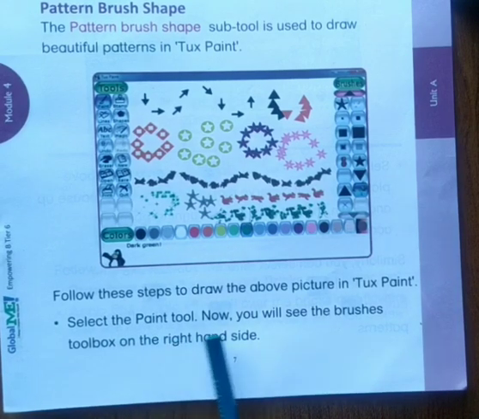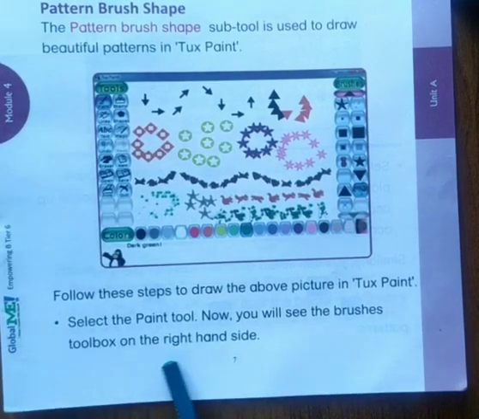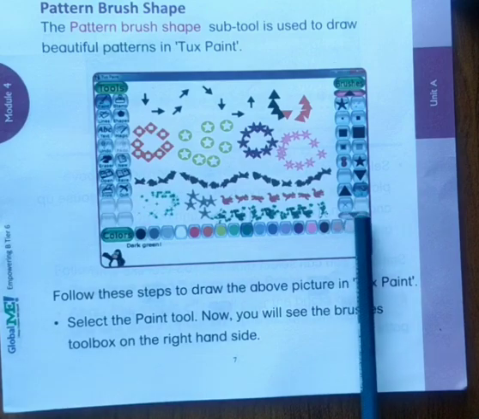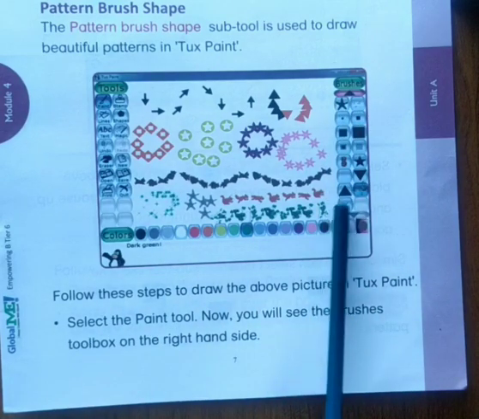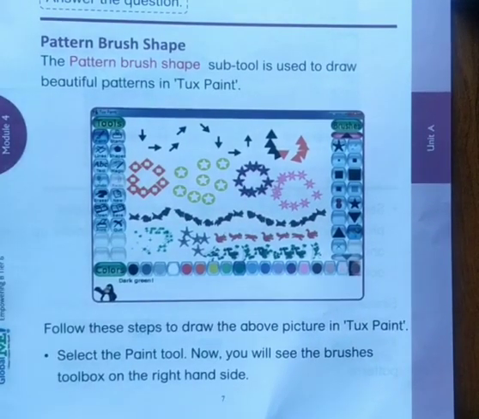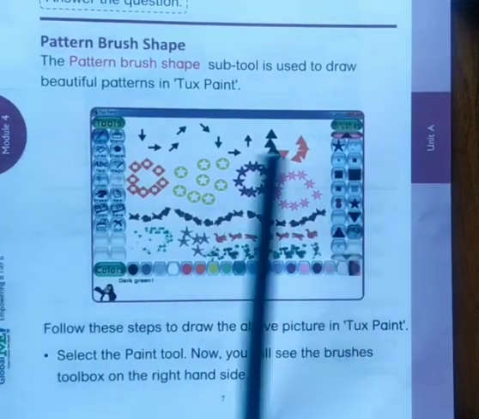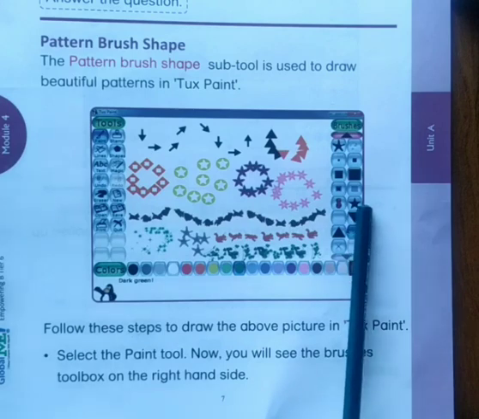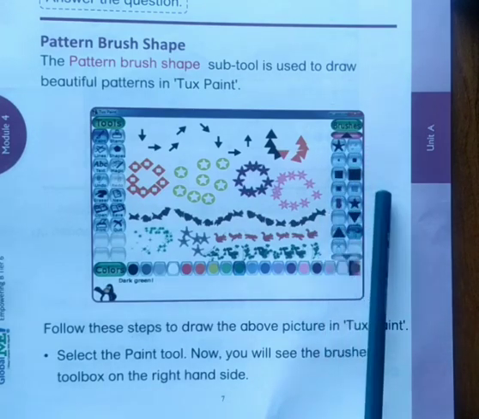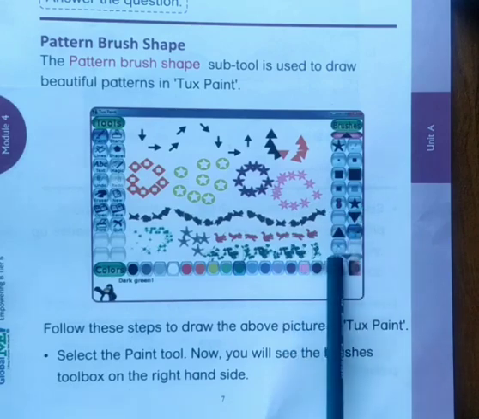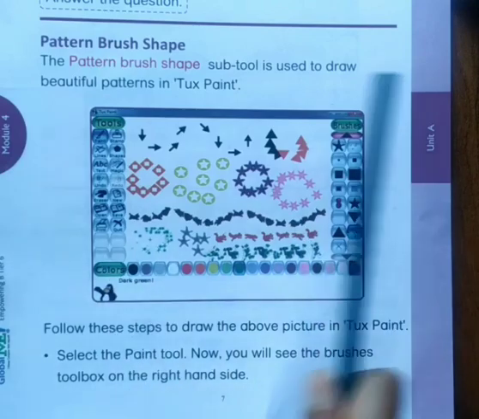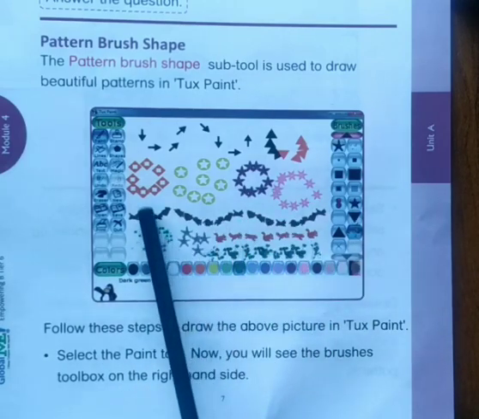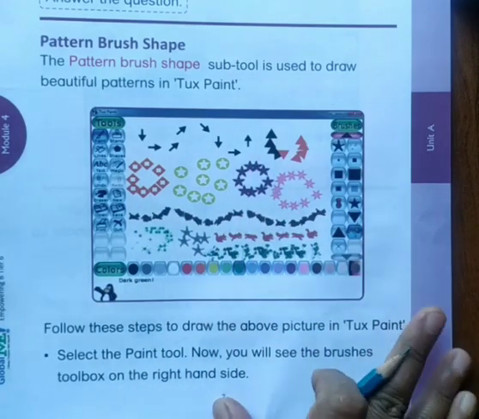Select the paint tool. Now you see the brushes tool on the right side. Here you can see if you come down and if you go up, so many brush tools will be there. So here see star, rectangle, triangle, so many things are there. If you select cat, so many things are there. If you select and start, means if you drag it and make it like this, it will be printing it.